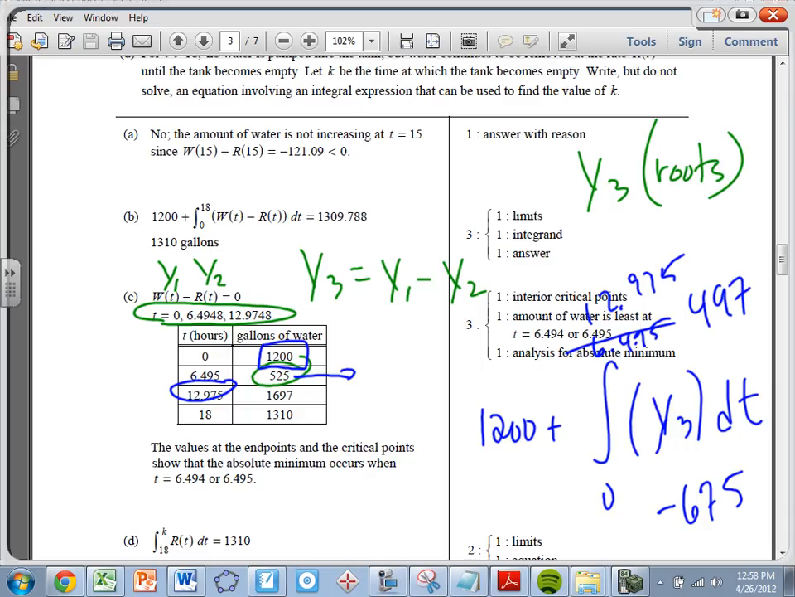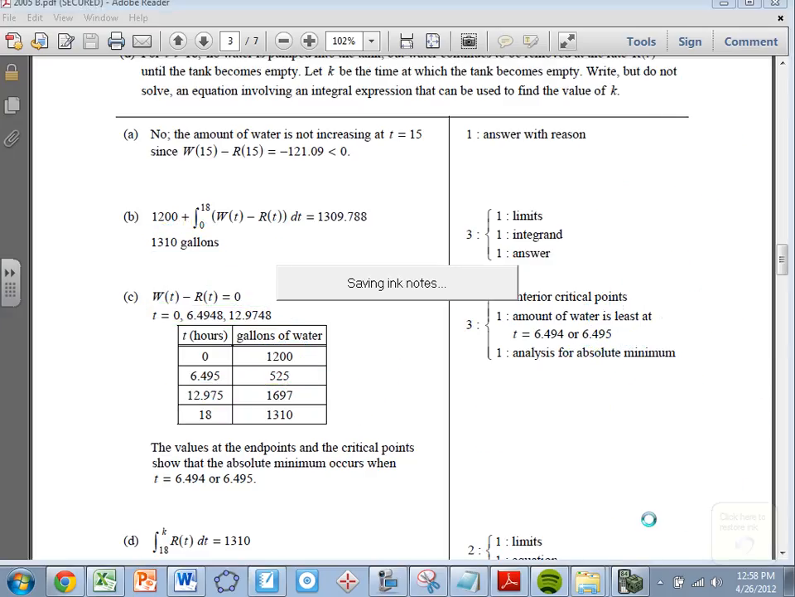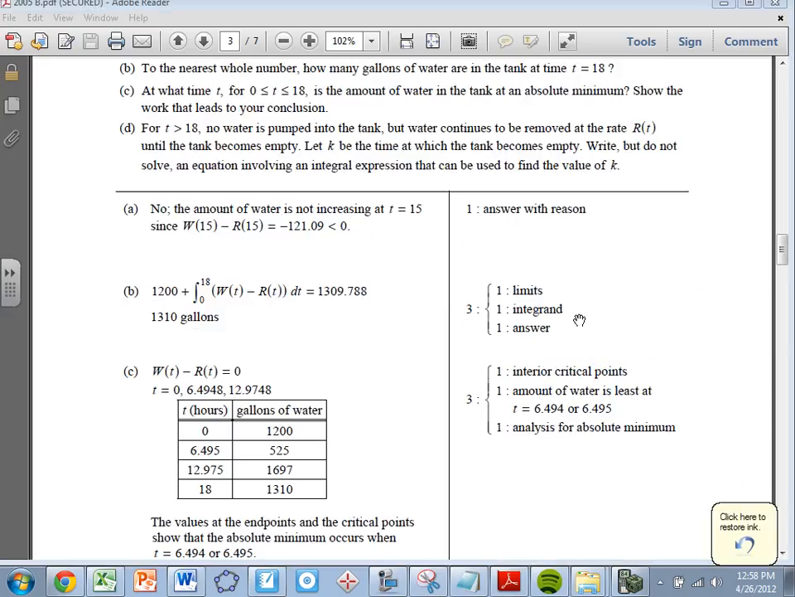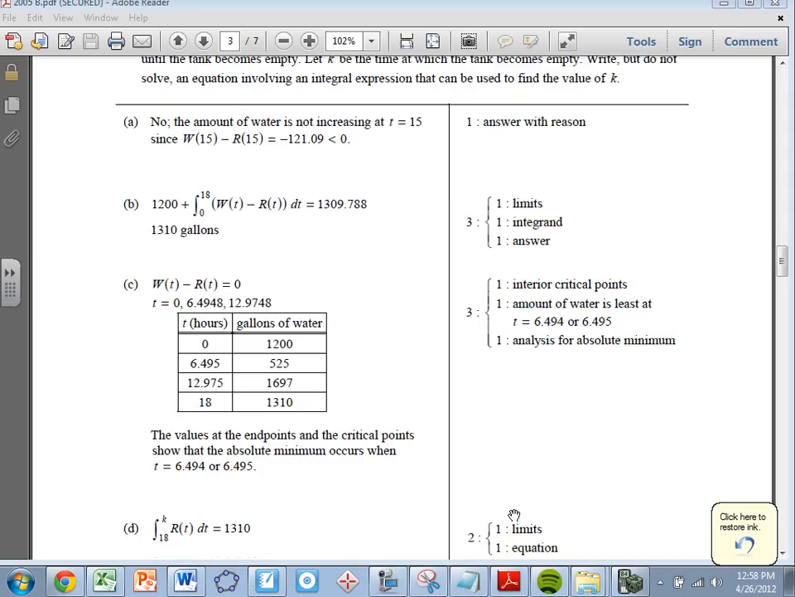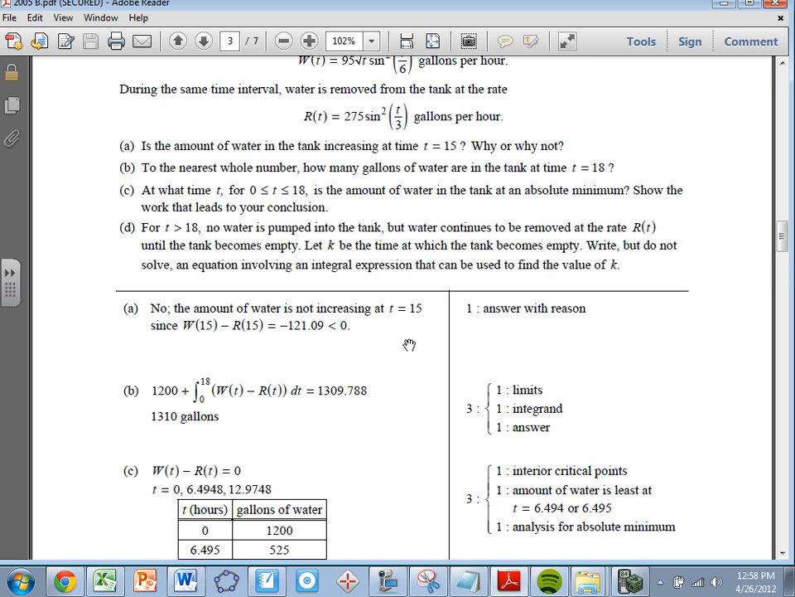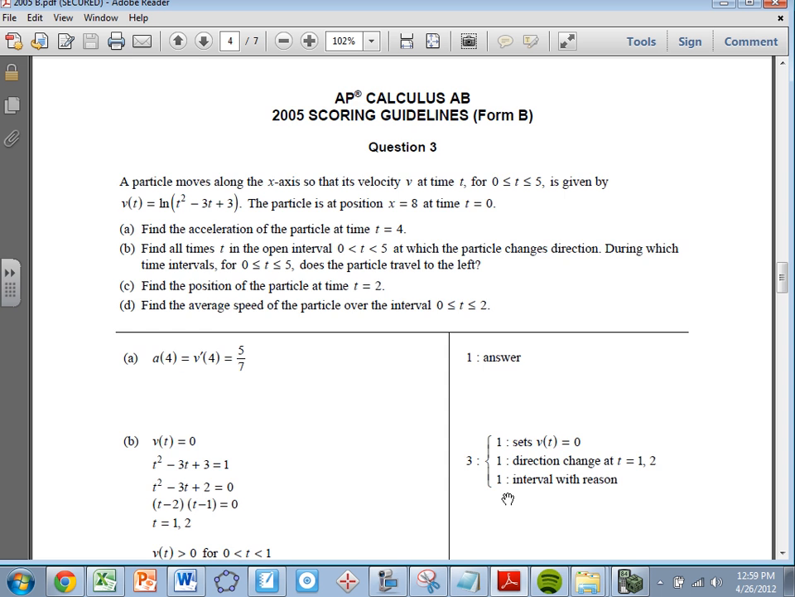And then finally at 18, we already found that value, didn't we? Wasn't it right here? So take that value and plug it in. So which is the absolute minimum amount of water? 525. And does it say find the time? What does it say? It says, at what time t for part C? So your answer is not 525. Your answer is 6.495 hours. They don't have units there, but it's hours.